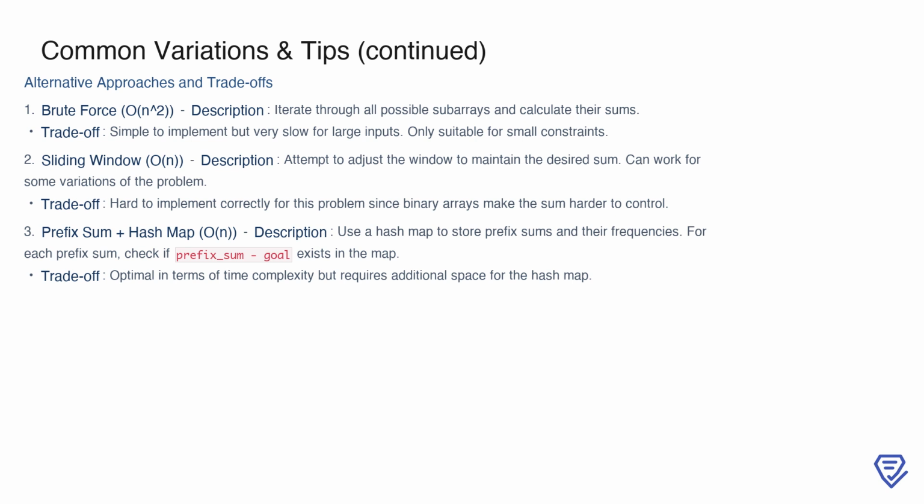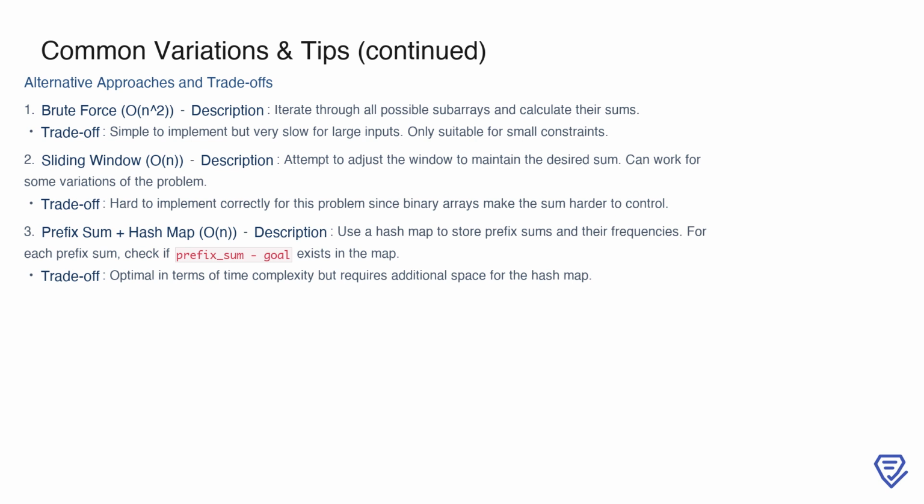The brute force method is the most straightforward to implement. In this approach, you iterate through all possible subarrays and calculate their sums, but its O(n^2) time complexity makes it impractical for larger inputs. This method is only suitable when the constraints are small.